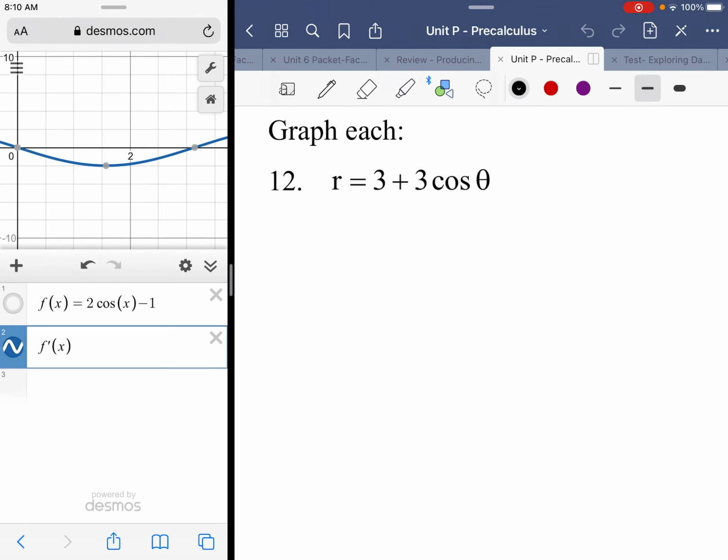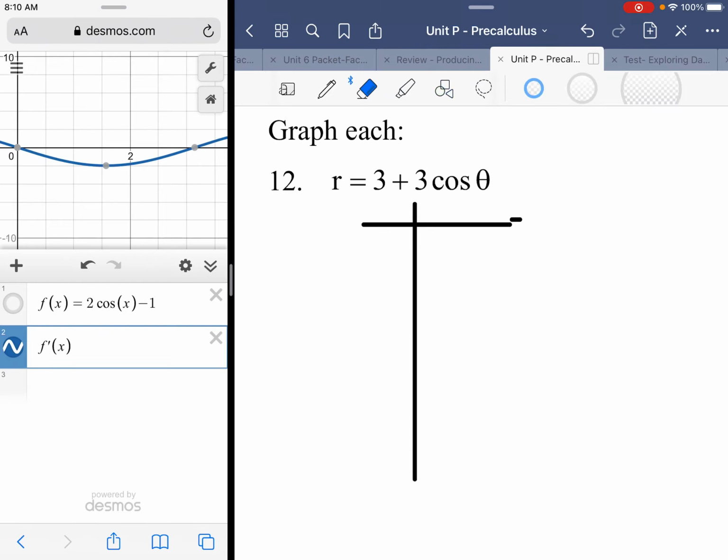All right? So what we're going to do is make a table of values. So we're going to go back to trig class here. We have an independent variable, which is theta, and we have a dependent variable, which is r. And what we want to do is grab convenient values for theta. And so that's the tricky question.